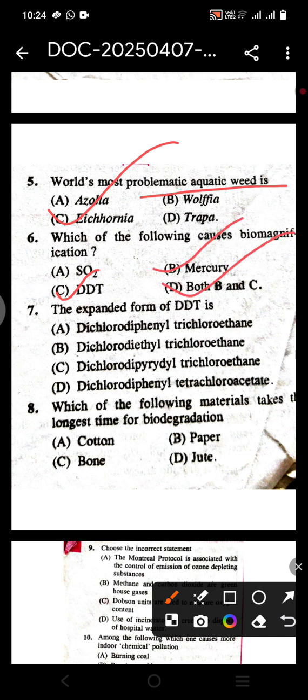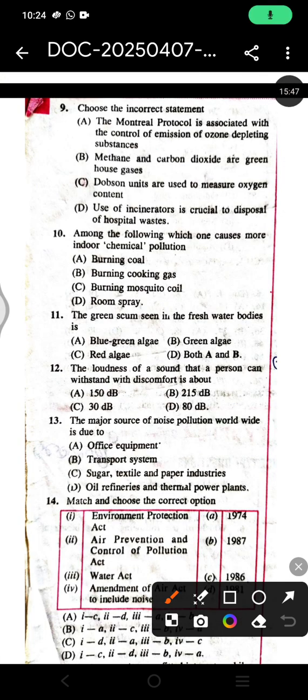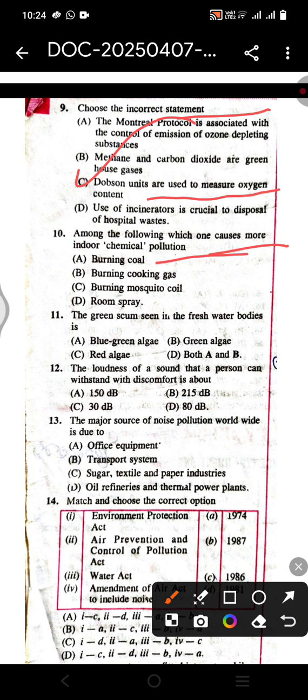The expanded form of DDT is dichlorodiphenyl trichloroethane. Option number A. Which of the following material takes longest time for the biodegradation? So in this case it is bone. Option number C. Choose the incorrect statement. So it is option number C. Dobson unit is used to measure the ozone instead of the oxygen. Among the following, which one causes more indoor chemical pollutants? So burning of the mosquito coil.